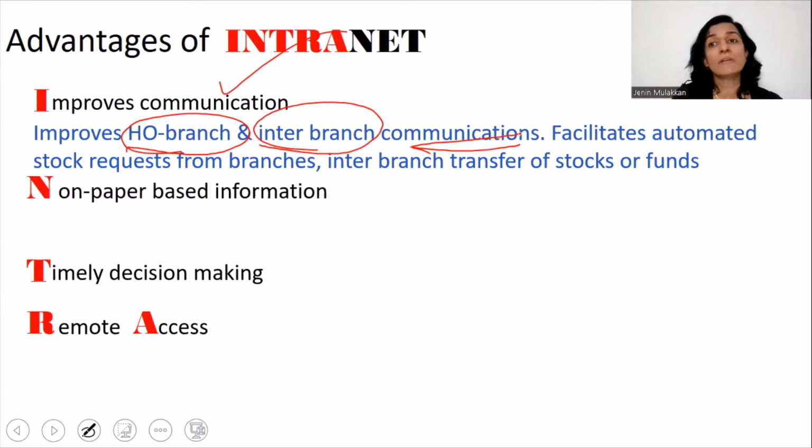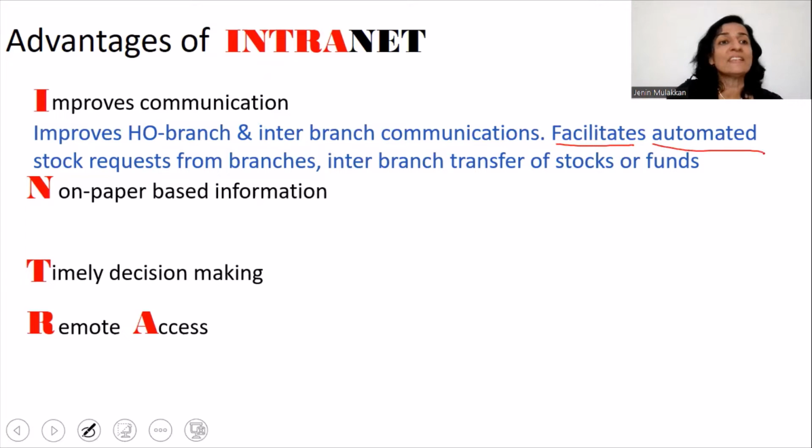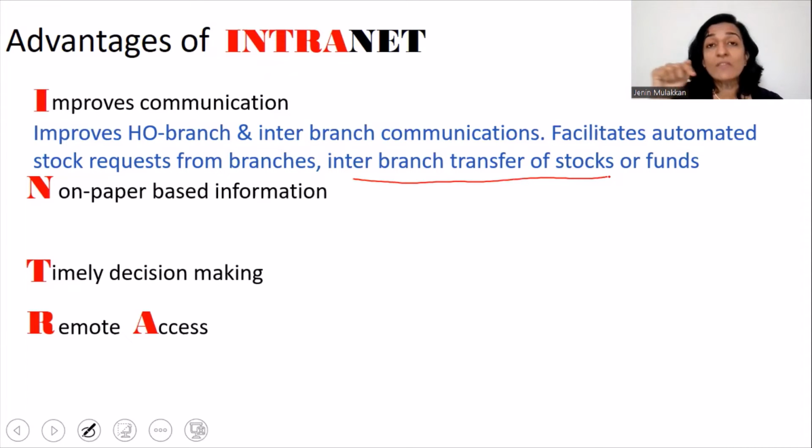And what is the benefit? It facilitates automated stock requests from branches. Now, whenever we are linked, the stock request can be automated. We don't need to call, we don't need to send an email. And inter-branch transfers of stocks. Now, whenever the branches are linked, we can see whether there is any excess stock in that other branch. So if we have a shortage, then we can ask that branch to transfer so much of stock. Or even in case of cash shortage, we can ask that branch to transfer the funds.